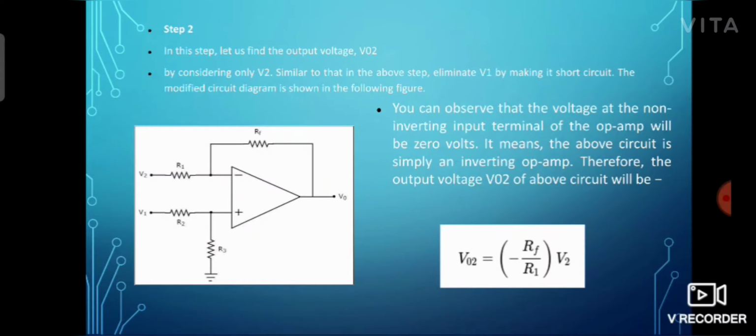Step 2. Let's find out the output voltage V02 considering only V2, and eliminate V1 by making it a short circuit. You can observe that the voltage at the non-inverting terminal of the op-amp will be 0 volts. It means the above circuit is simply an inverting op-amp. Therefore, the output voltage of the circuit will be V02 equals minus Rf by R1 into V2.